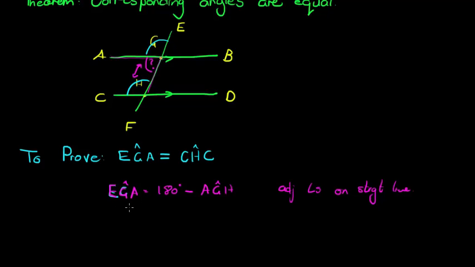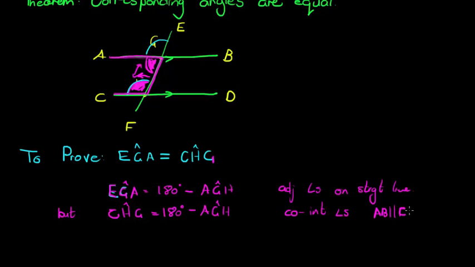Okay, and then I see, but, or however you want to write it, and sorry, this one was wrong. This should be CHG, sorry, CHG. But CHG is also 180 degrees minus AGH, because this one and this one are between the two parallel lines on the same side of that transversal, that makes them co-interior. So that means they are supplementary, they add up to 180. So these two are co-interior angles. And then I just need to say that AB is parallel to CD.